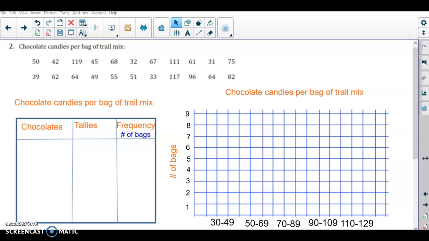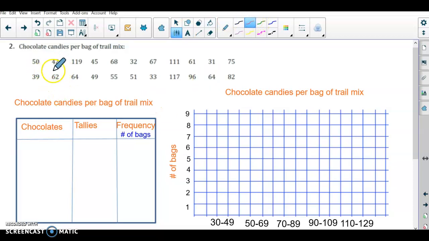Well, hello again. We are here with histogram number 2, the chocolate candies per bag of trail mix. Remember, we need to first create our frequency table before we can put it into our histogram display. And in order to do that, we need to find the minimum and the maximum values in the data.